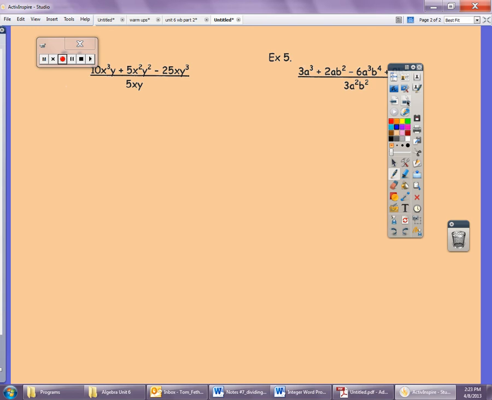We look at example 4. We have 10x to the third y plus 5x squared y minus 25x y to the third. So we're just going to break these apart into our three terms. So I have 10x to the third y divided by 5xy plus I have 5x squared y squared divided by 5xy minus 25xy to the third divided by 5xy.